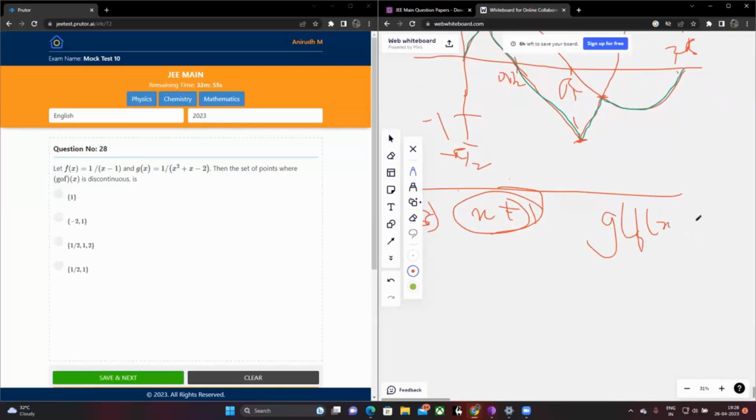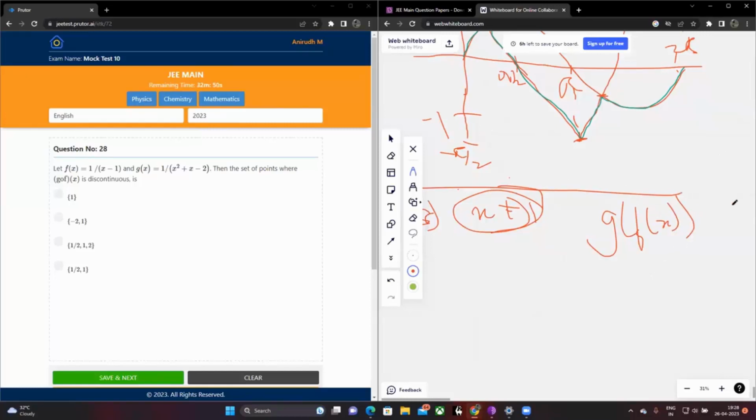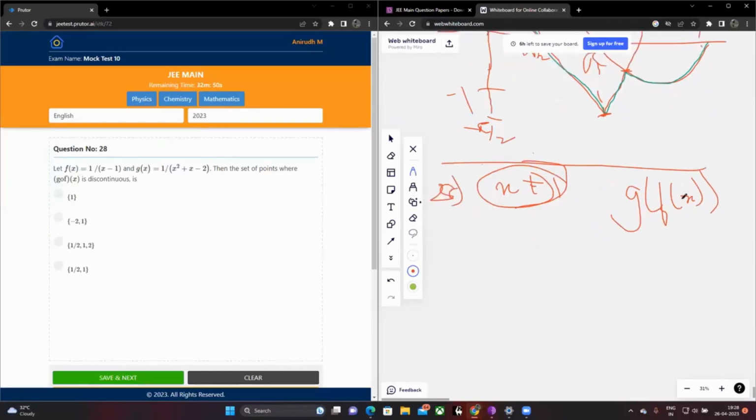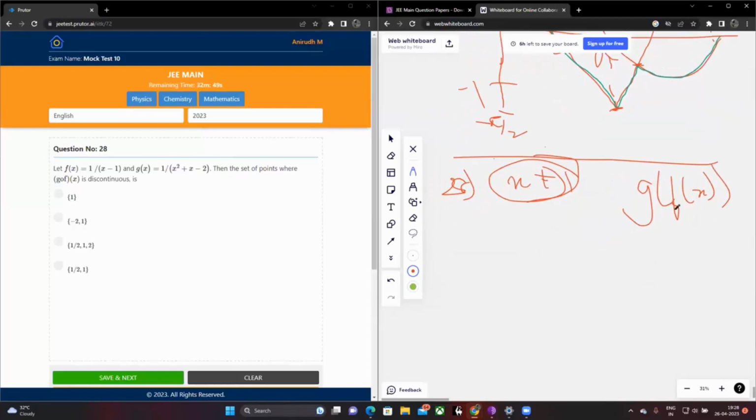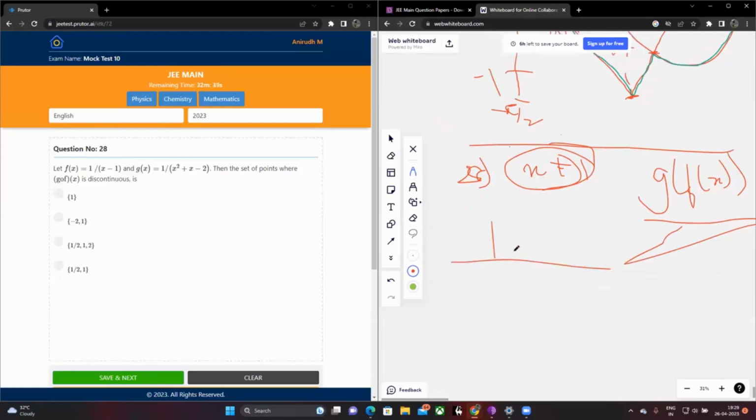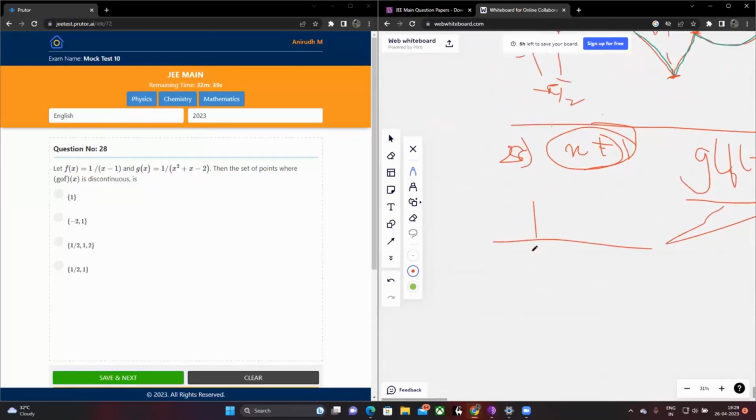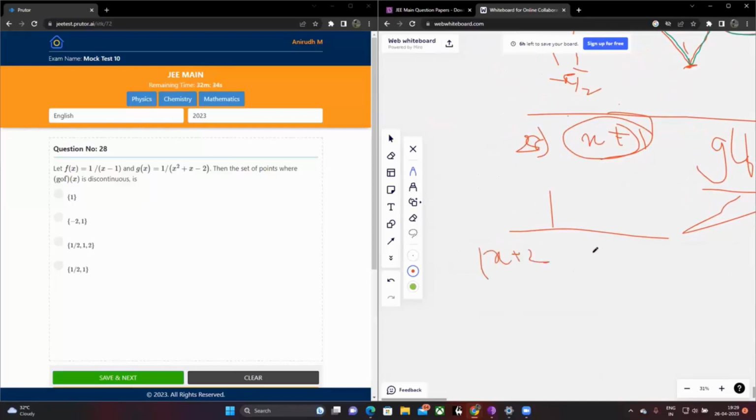And if f of x is not defined, then you can't have a g of something that's not defined. Right? So f of x cannot be discontinuous. X is not equal to 1. You have already counted that. Now, to define g of f of x, what you do is this is basically x plus 2 into x minus 1. That is g of x, right?